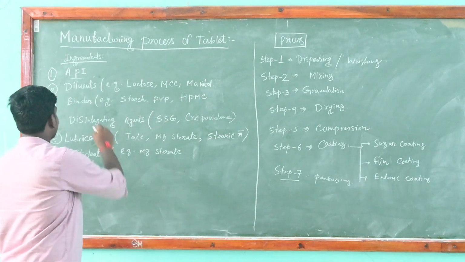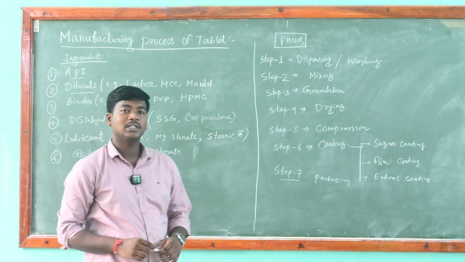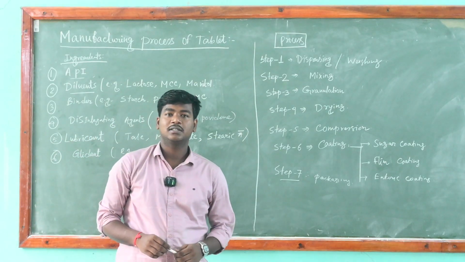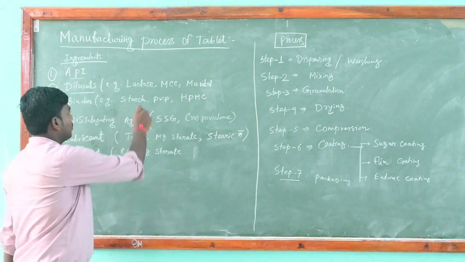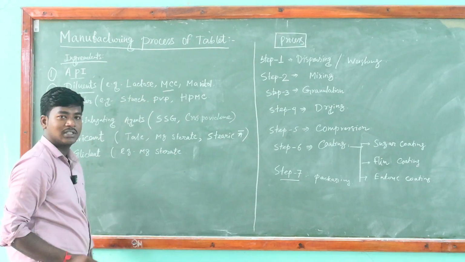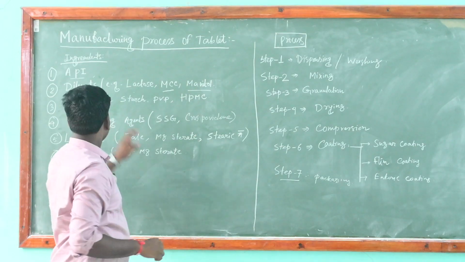Next one is the excipient, that is diluent. So what is diluent? Diluent is also known as a filler. It basically increases the bulkiness of the tablet material. For example, lactose, MCC, means microcrystalline cellulose, and mannitol. These are used as a diluent.